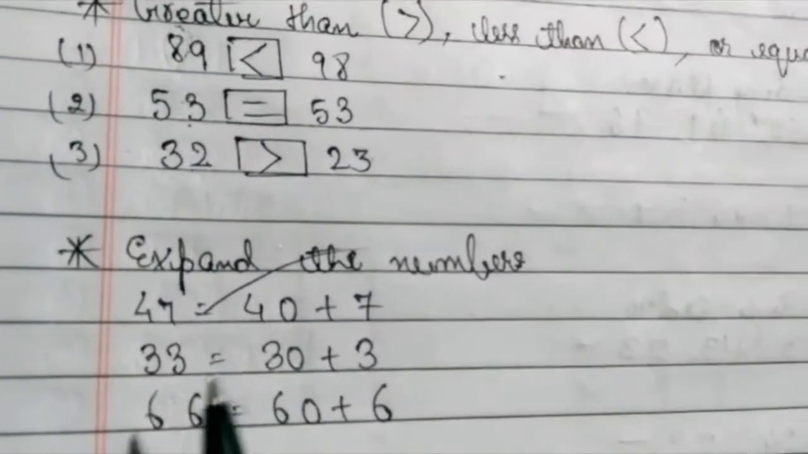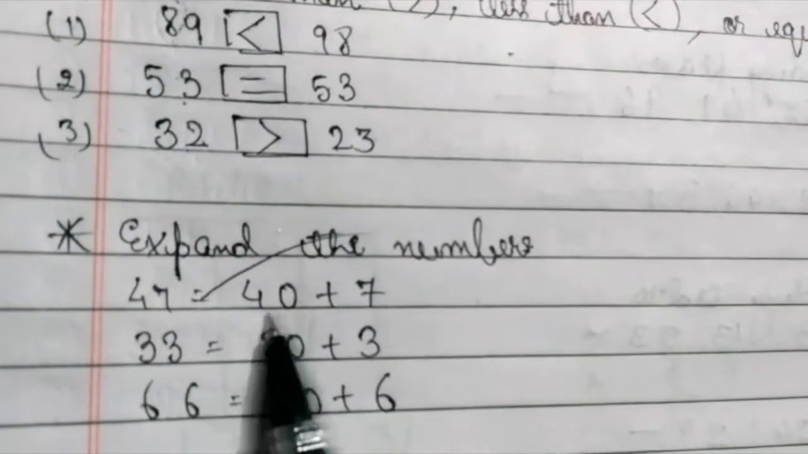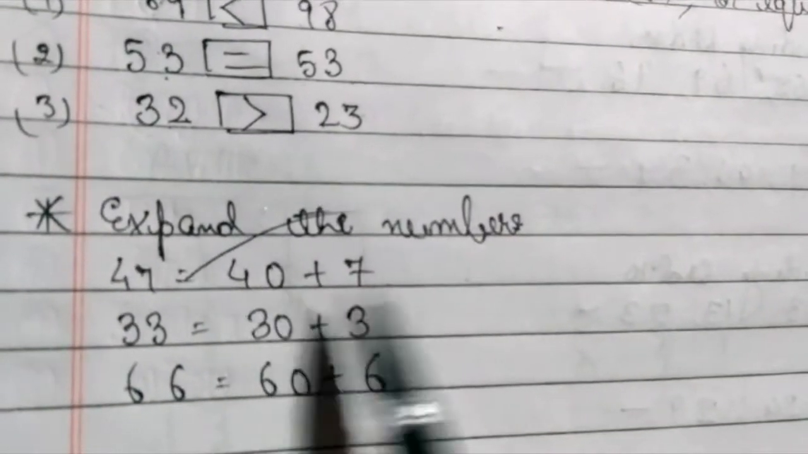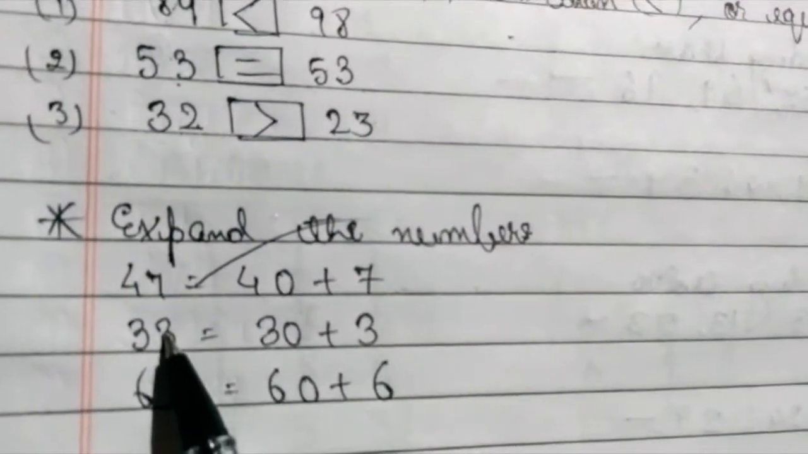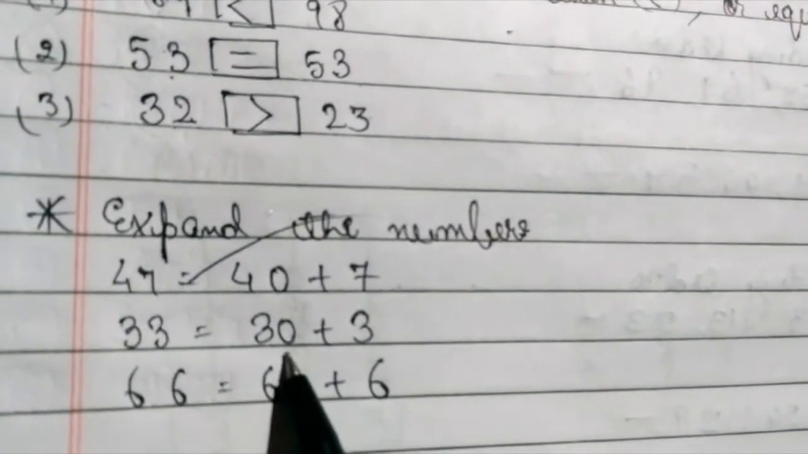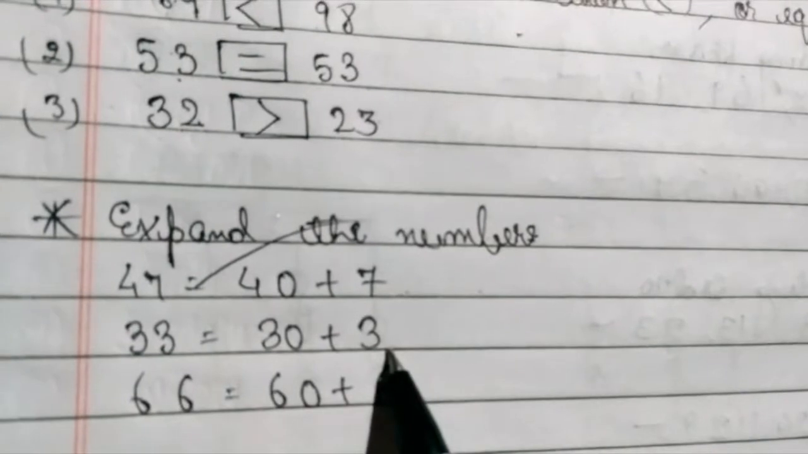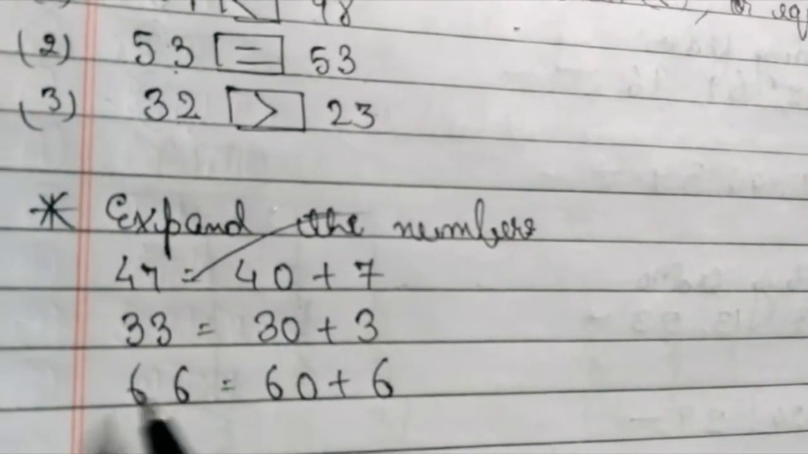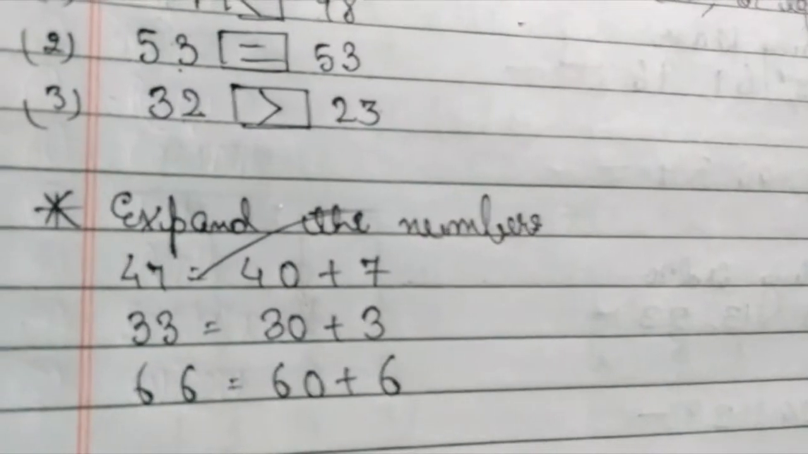Next is expand the numbers. 47 is expanded as 40 plus 7, that is 4 tens and 7 ones. 4 tens is 40 and then comes 7 ones. 33 is 3 tens plus 3 ones. 3 tens is written as 3 into 10, that is 30 plus 3. 66 is written as 6 tens and 6 ones. 6 tens can be written as 60 plus 6.